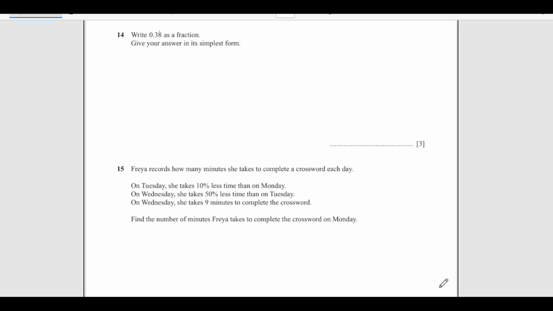This is the second part of specimen paper 2025 set B. This paper is without calculator.